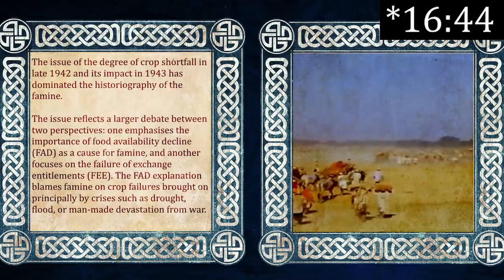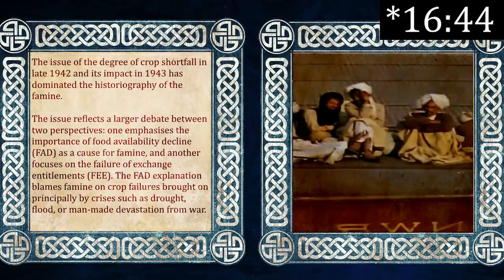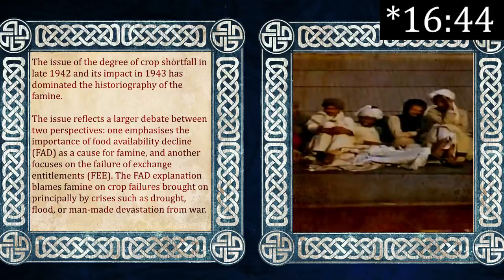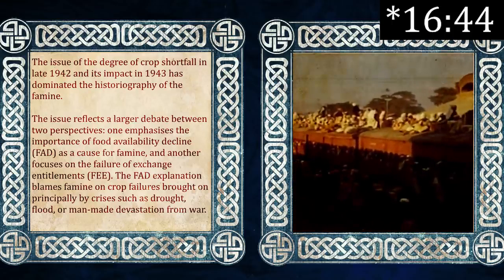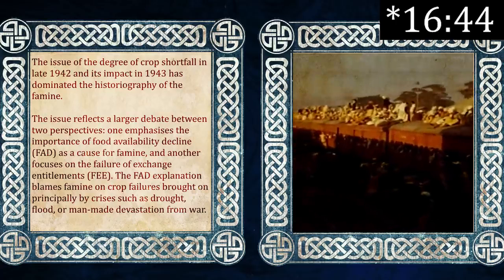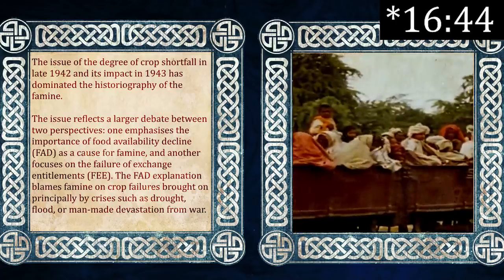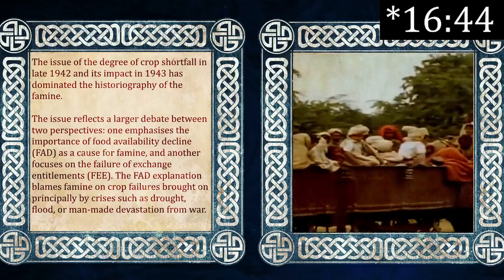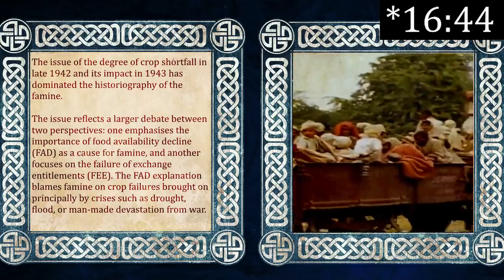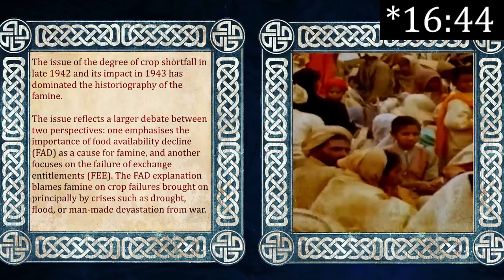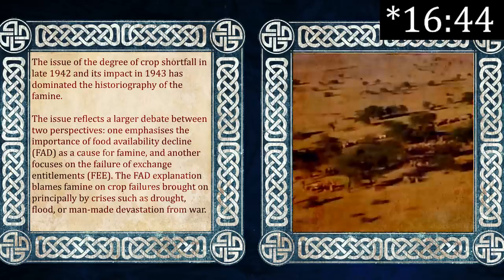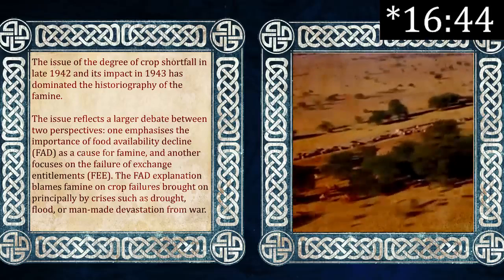The issue on the degree of the crop shortfall in late 1942 and its impact in 1943 has dominated the historiography of the famine. The issue reflects a larger debate between two perspectives. One emphasizes the importance of food availability decline, FAD, as a cause of the famine, and another focuses on the failure of exchange entitlements, FEE. The FAD explanation blames famine on crop failures brought on specifically by crises such as drought, flood, or man-made devastation from war."